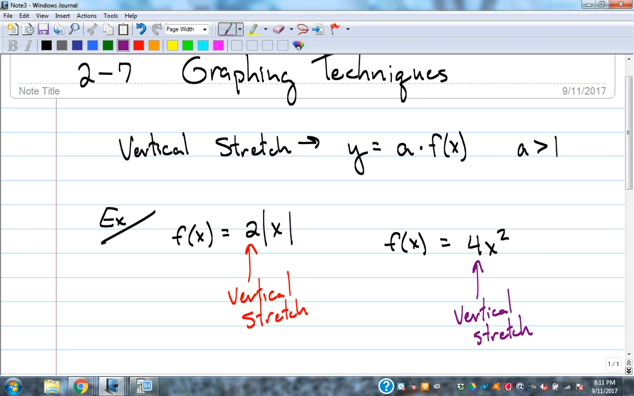Okay? To be a vertical stretch, what kind of number has to be out here in the front? Something bigger than 1. To be a vertical stretch, it has to be something bigger than 1 multiplied out on the front. That's what makes a vertical stretch happen. Okay?